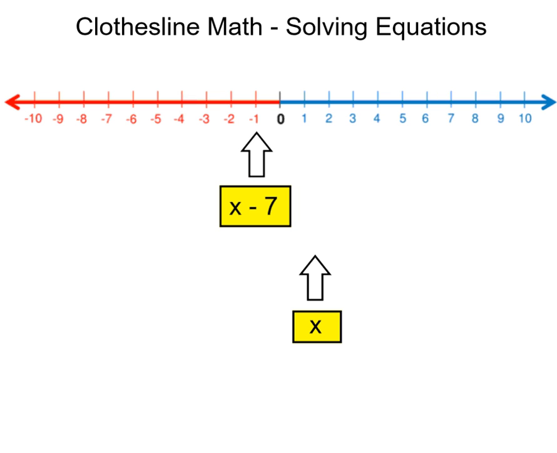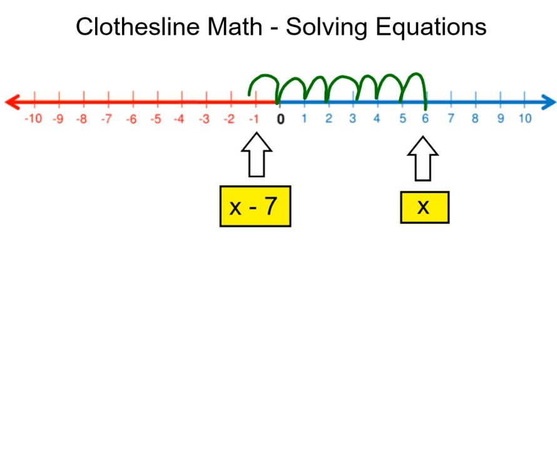Let's look at this one. If x minus 7 is -1, where would x be? Again, hopefully you're thinking x has to be 7 bigger than where x minus 7 is. So I'm going to have to move 1, 2, 3, 4, 5, 6, 7 to make it 7 bigger, and I will end up at 6. This is called a double clothesline, and it helps us to visualize whether we're getting bigger or smaller with the answer. So I just want to go back for a second.